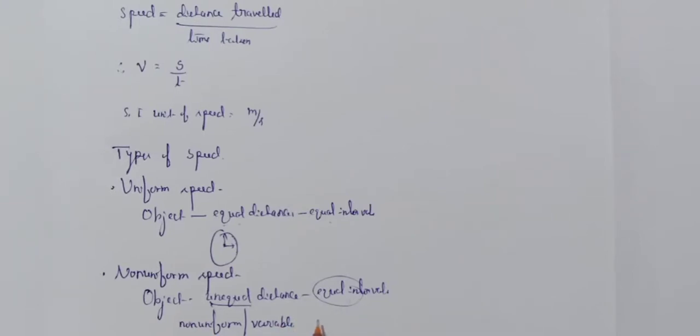So, we can give the example of a car moving in the busy road. When the car is moving in the busy road, it is covering unequal distances in equal intervals of time. So, the car moving in the busy road is an example of non-uniform speed.